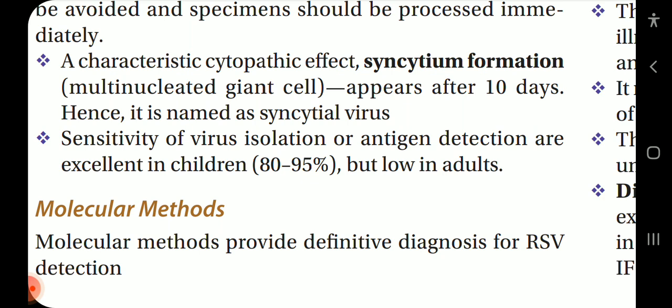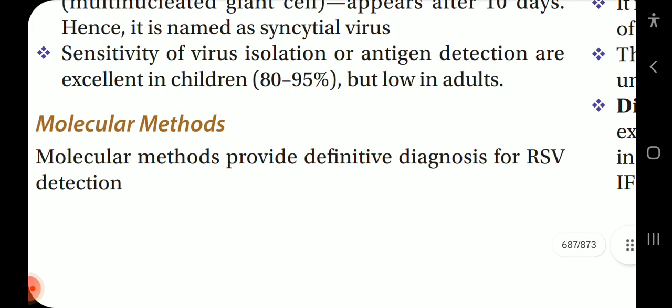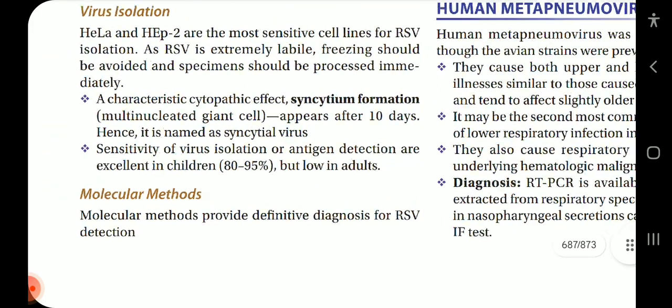Sensitivity of virus isolation or antigen detection is excellent in children, 80 to 95%, but low in adults. Molecular methods provide definitive diagnosis for RSV detection.